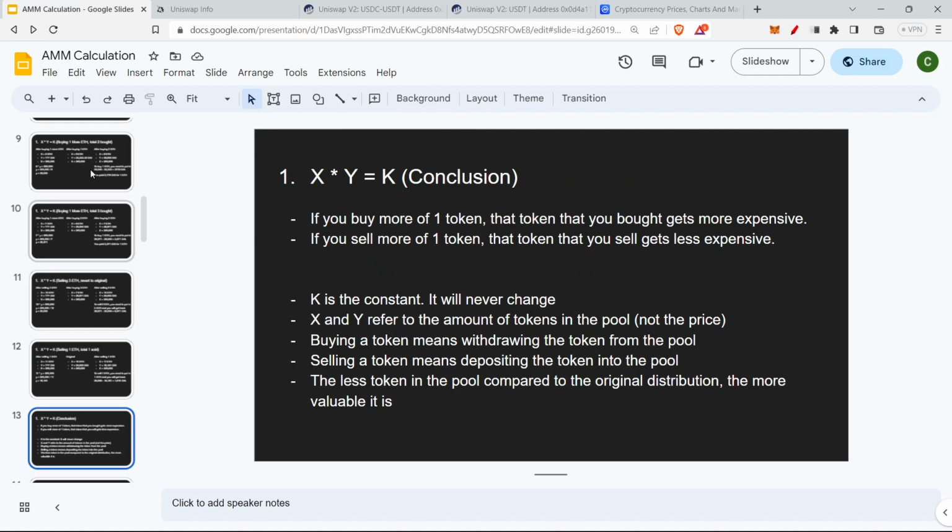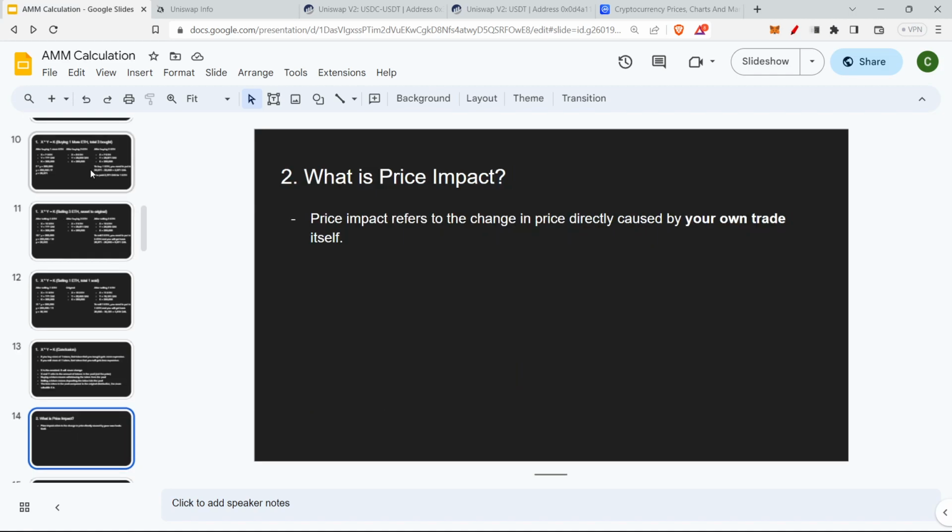The k is the constant, it will never change. X and y refer to the amount of tokens in the pool. Buying a token means withdrawing the tokens, and selling a token means depositing the token into the pool. The less token in the pool, compared to the original distribution, the more valuable it is. Now let's talk about price impact. Price impact refers to the change in price directly caused by your own trade itself.